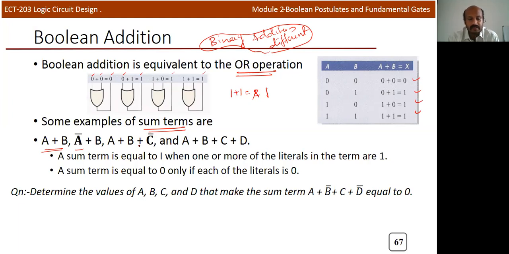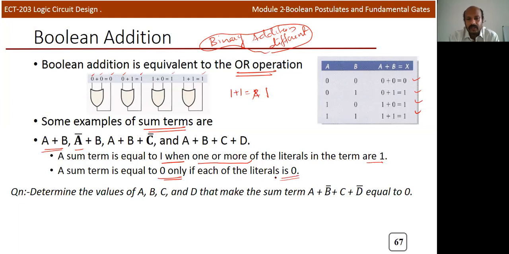All these plus signs indicate the OR operation. A sum term is equal to 1 when one or more of the literals in the term are 1. So the sum term is equal to 1 when at least one literal is 1, then the output will be 1. A sum term is equal to 0 only if each of the literals is 0.